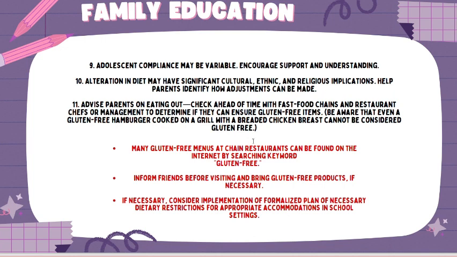Number 9, adolescent compliance may be variable. Encourage support in understanding. Interventions to improve adherence are multiple: managing mental health issues appropriately, building a strong relationship, customizing the treatment regimen. So number 10, alteration in diet may have significant cultural, ethnic, and religious implications. Help parents identify how adjustment can be made.